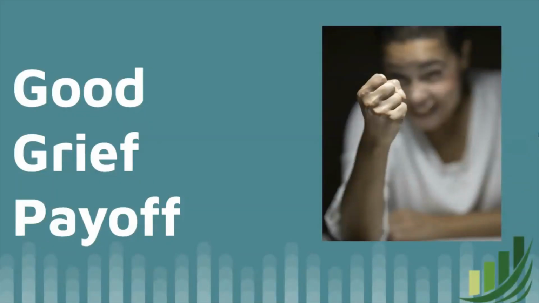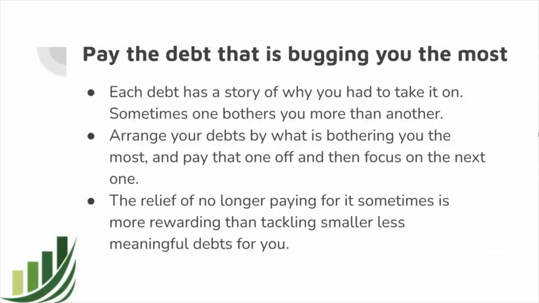Good grief, payoff. Pay the debt that's bugging you the most. So each debt has a story of why you had to take it on, and sometimes one bothers you more than another. So what you want to do is arrange your debts by what is bothering you the most and pay that one off and then focus on the next one. Sometimes the relief of no longer paying for it is more rewarding than tackling smaller, less meaningful debts for you.